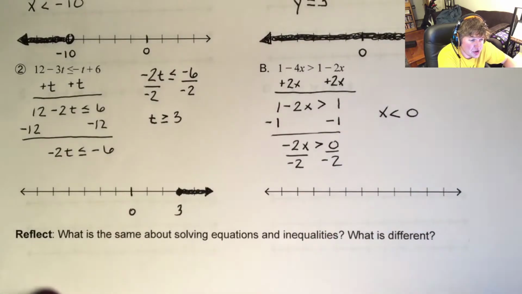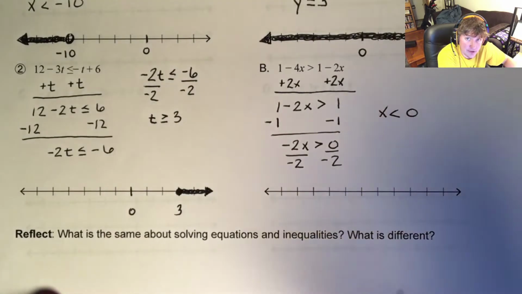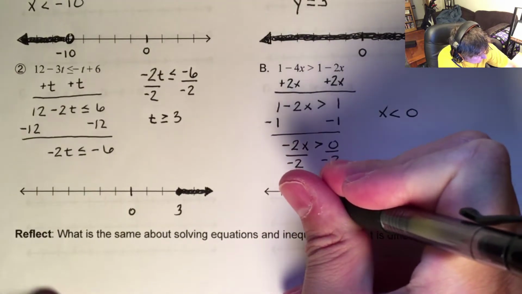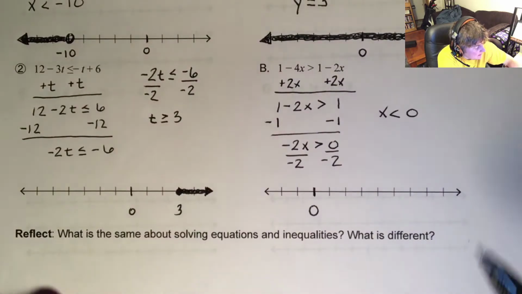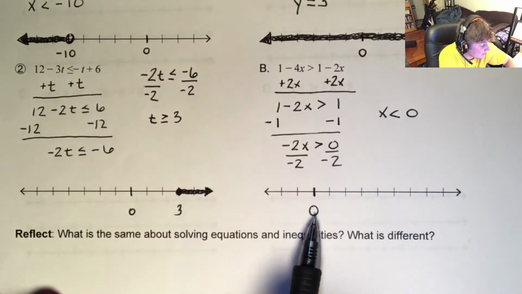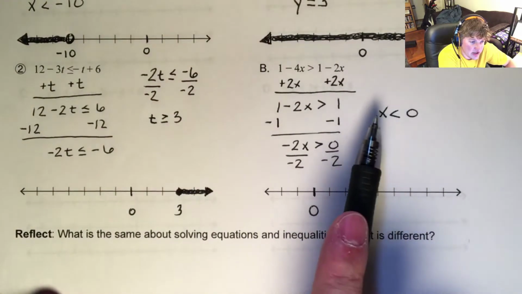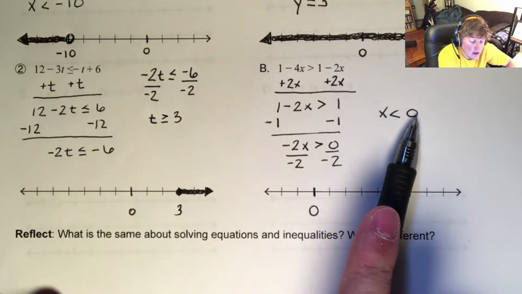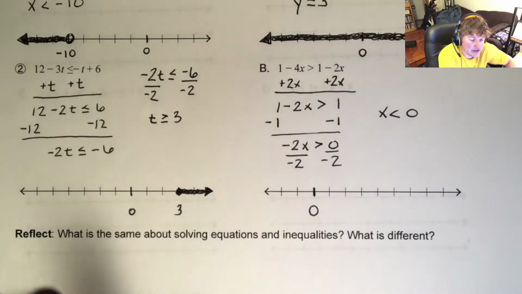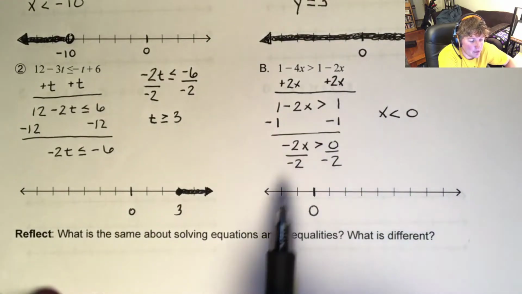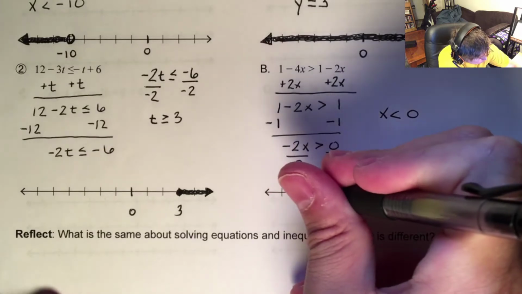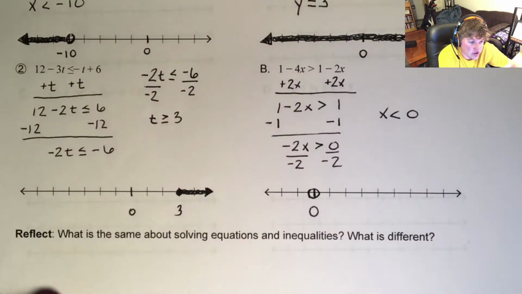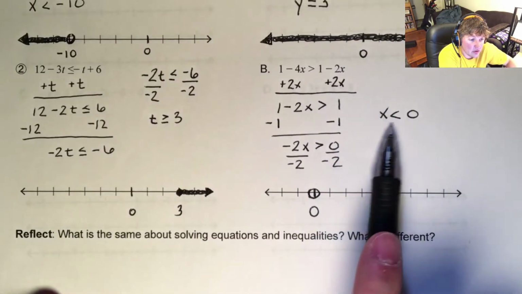Okay, so in this situation, I just need to see 0. That's the only number I'm going to need to see. So I'm going to put 0 right here. Then I need to figure out whether 0 is part of my solution set or not. So I'm looking at 0 is less than 0. Well, that's not true. 0 is equal to 0. So that means it's not part of the solution. So I need to put an open circle here, indicating that 0 is not part of the solution set. And I'm looking for values that are less than 0.